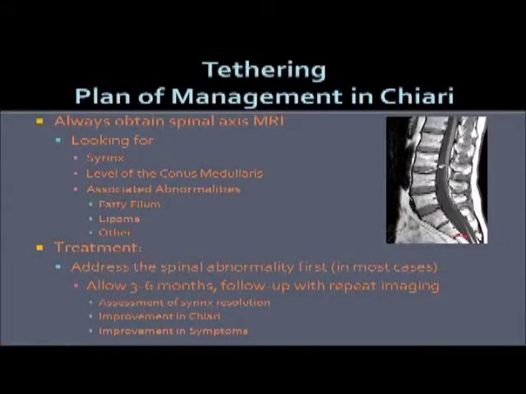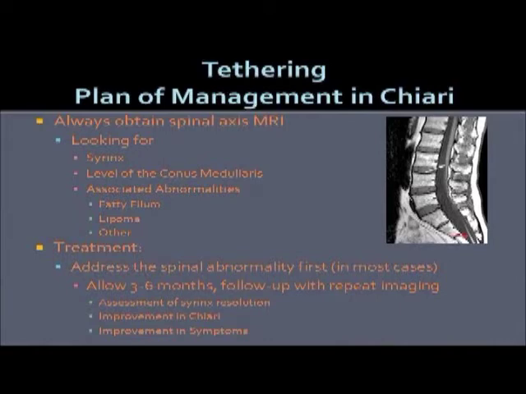So the way I manage these, and Dr. Ellen Bogan does similar in most cases, we're always going to want to have a spine MRI. Oftentimes the patients will come in and they will just have a brain MRI. We always want to get a spine and ensure that we're not missing something that's part of the equation in the way the patient's presenting.